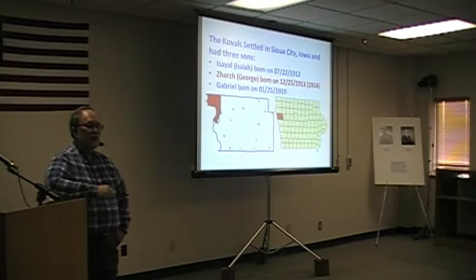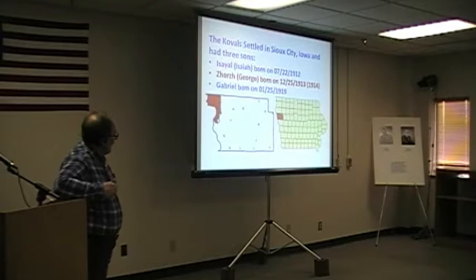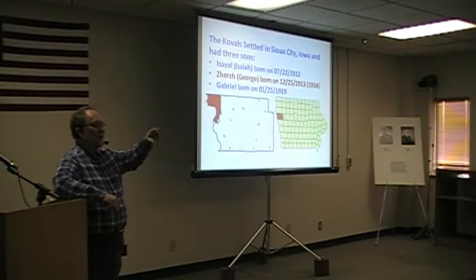So the Kovals ended up there, and they had three sons. Israel, that was Isaiah, was born in 1912. George was born on Christmas Day, 1913, although there are some references that say he was born in 1914.